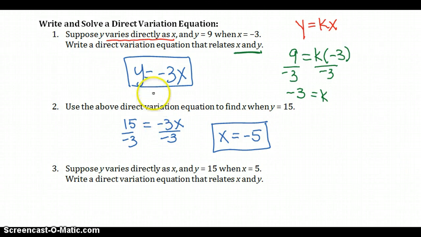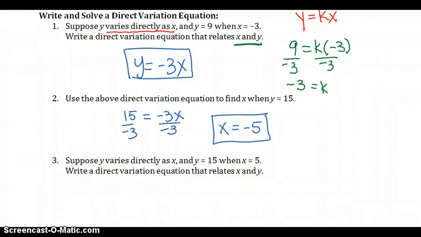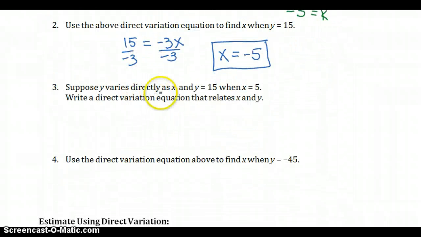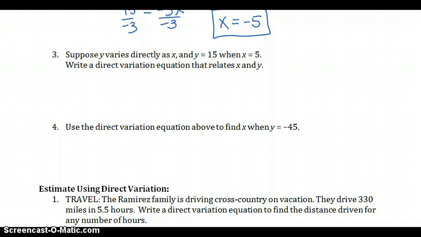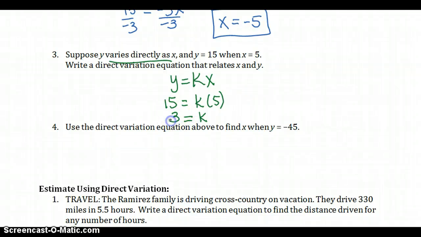I'm using the same equation from number 1. Suppose y varies directly as x, and y is 15 when x is 5. So it's a new problem. I'm not using number 1 or number 2. Y varies directly as x. They give me y. Here's the equation we're looking for. Y is 15, x is 5. So that means when I divide both sides by 5, k is going to be 3.